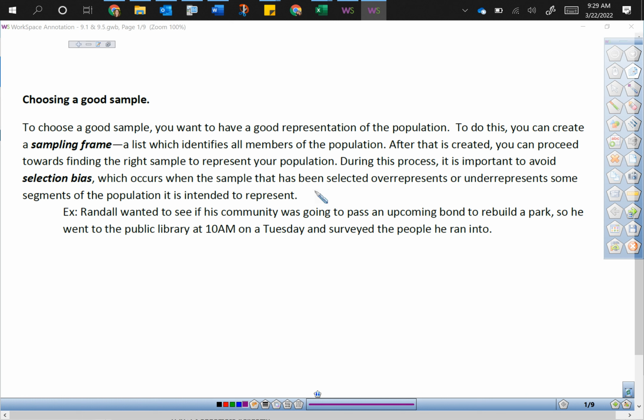For example, Randall wanted to see if his community was going to pass an upcoming bond to rebuild his park. So he went to the public library at 10 a.m. on a Tuesday and surveyed the people he ran into. Why would this not be a good representation of the population?